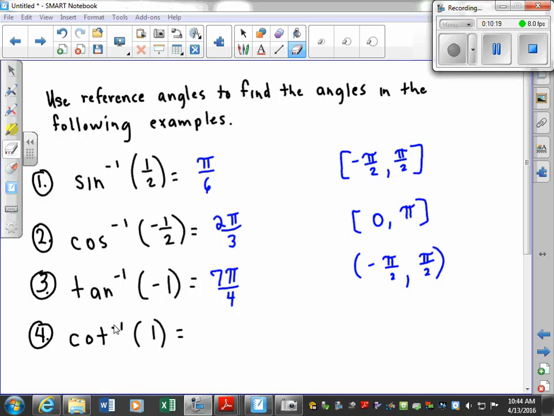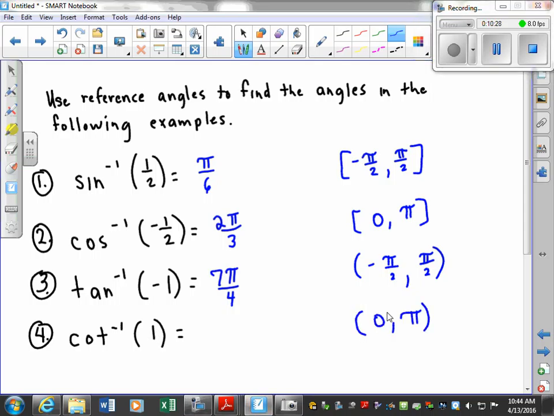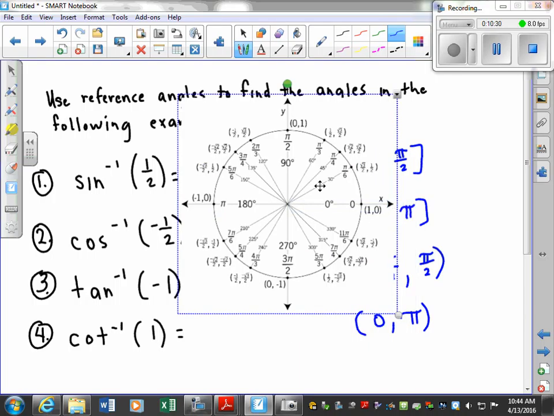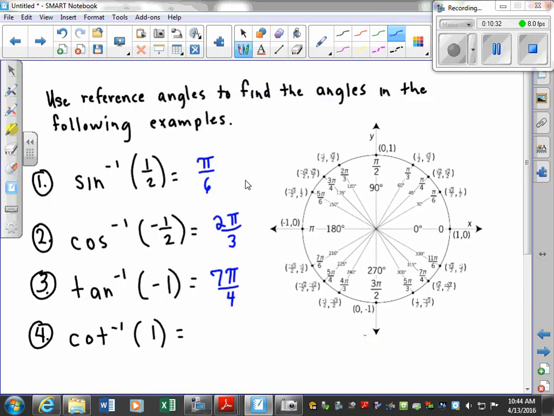Okay, cotangent inverse of 1. First of all, let's remind ourselves of our region. This is a parenthesis as well. It's the top half of the unit circle. So we're looking for the angle in that region whose cotangent is 1. Okay, so that's going to be here. Well, it looks like it's going to be what? Pi fourths? Positive 1, so that's just going to be pi fourths.